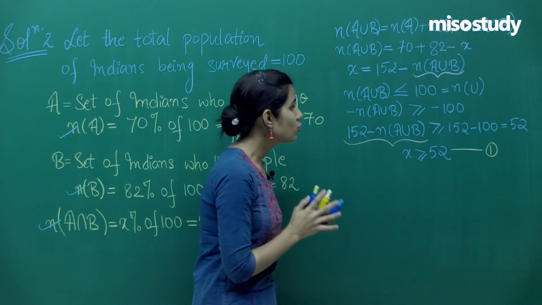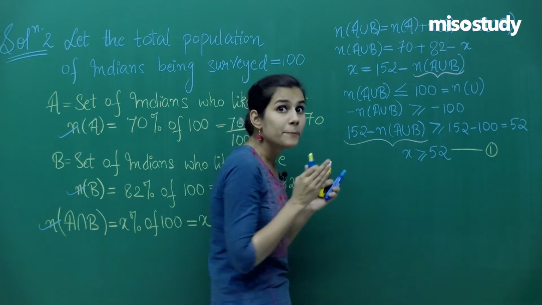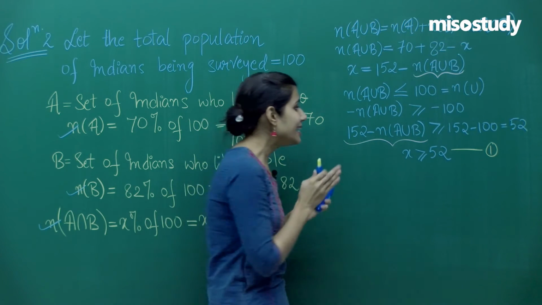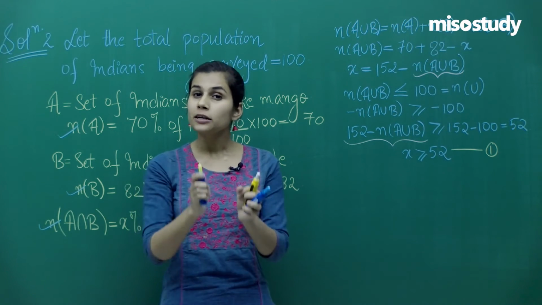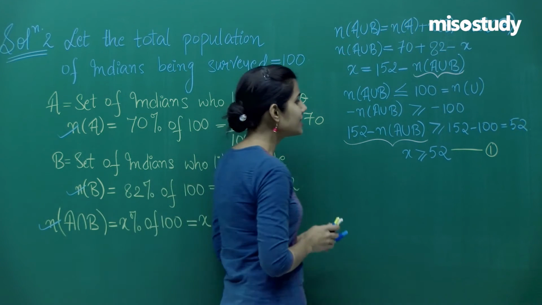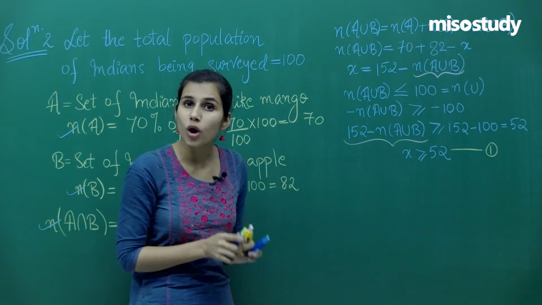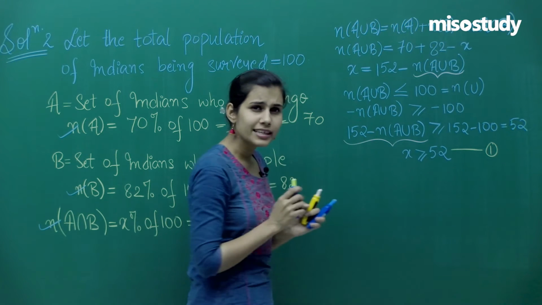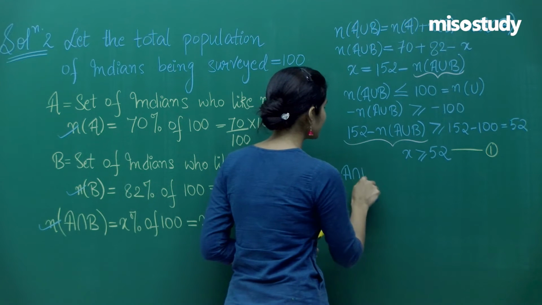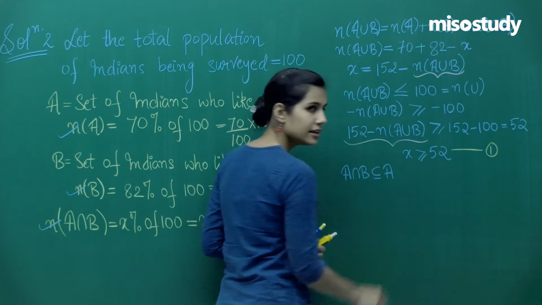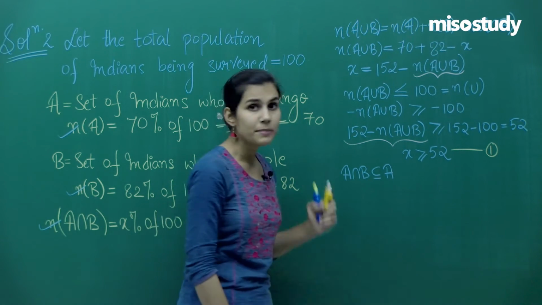Now comes the time to understand that if X is greater than or equal to 52, which means minimum, at least 52 members or 52 Indians are there who like both mango and apple. Now is the time to understand the maximum bound. X is less than or equal to what? Therefore, let us use a very small fact. All of us know that A intersection B is a subset of A. That means A intersection B is obtained by borrowing members of A.